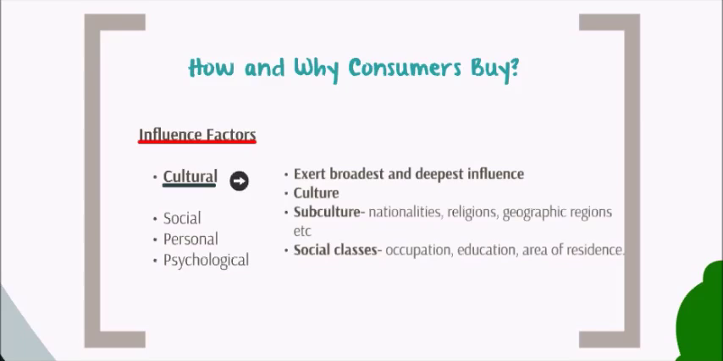If I talk about social classes, it has been seen empirically that people from the same occupation, education, and area of residence follow a very similar purchasing process and go for very similar products. So these factors have an impact on the consumer buying process, and they also help a marketer to identify, with ease, those consumers who follow similar trends.